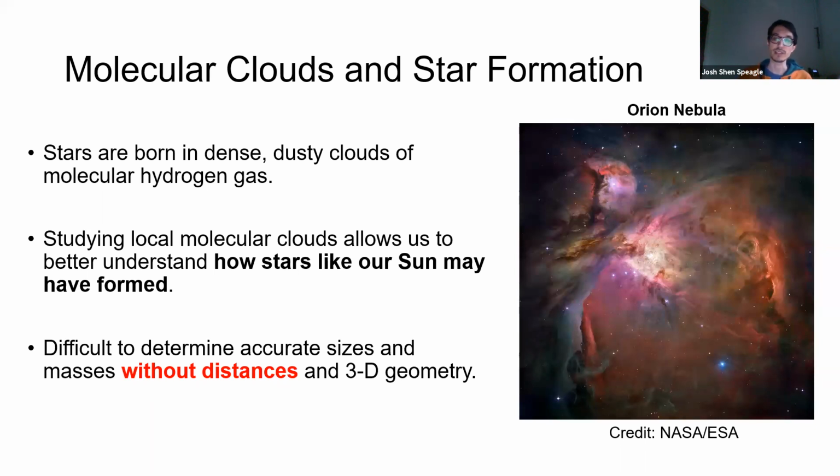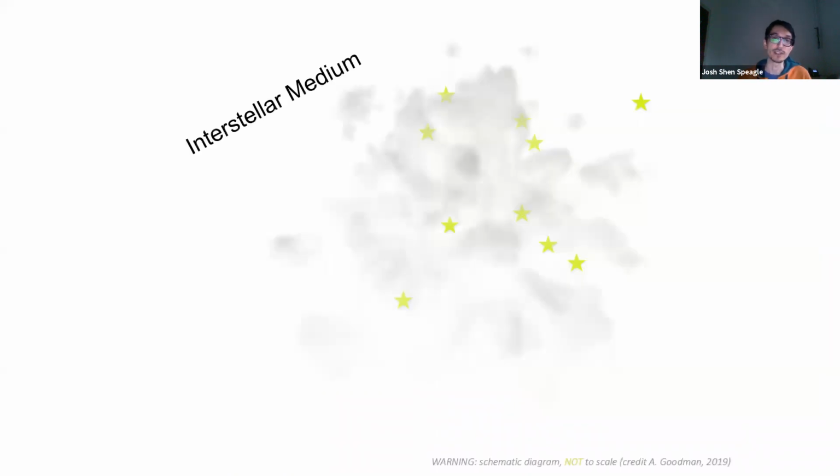The problem, of course, is that we can see these pretty pictures, but if we don't know how far away these dust clouds are, if we don't know their 3D geometries, it's hard to say how big they are, how much mass they contain, and therefore how efficiently they are converting gas into stars. How is that chemistry working? How are those physical processes operating? So one of the things we want to do is figure out how we can get around this.